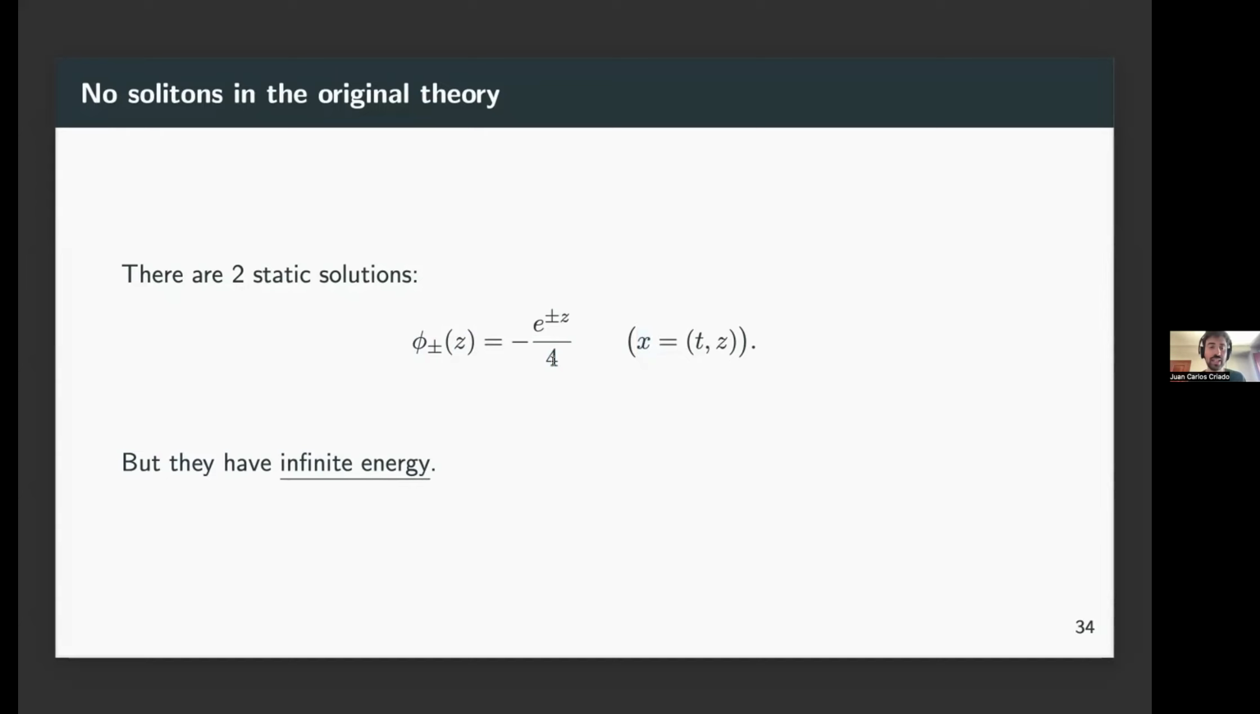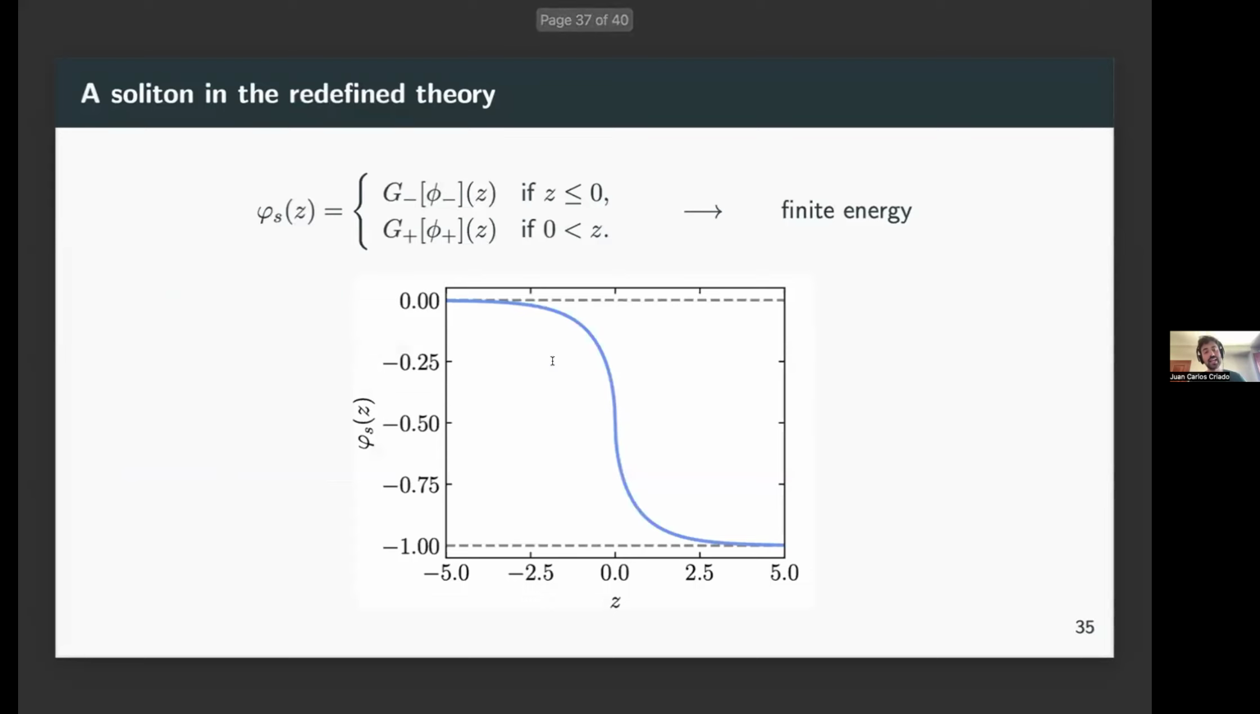So you have these two static solutions, and they have infinite energy because they diverge either at plus infinity or minus infinity. However, in the new theory, you have solutions of this kind, which connect one minimum with the other. And you glue them together at this point. So the part that comes from e to the minus z, with the part that goes like e to the z on the other side, and they glue smoothly in between, and they have finite energy. So these are static solutions with finite energy. So this is a very clear difference between the two theories, right? One has solitons and the other doesn't.